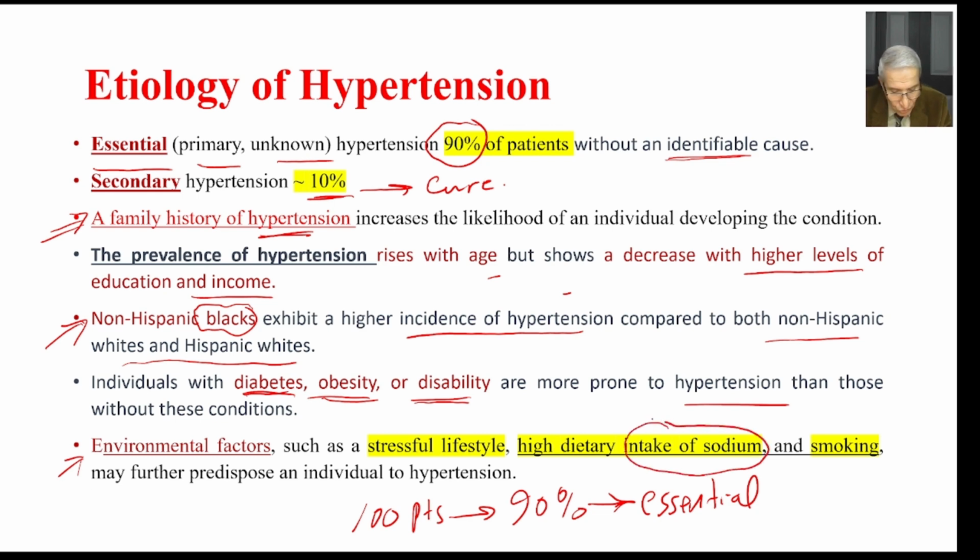Therefore, we recommend restricting sodium. Smoking is another risk factor. So we have risk factors here. Therefore, before we start treating hypertension, look at the environmental risk factors. Reduce the stressful lifestyle, reduce salt intake, stop smoking. All these could help to control the blood pressure numbers.